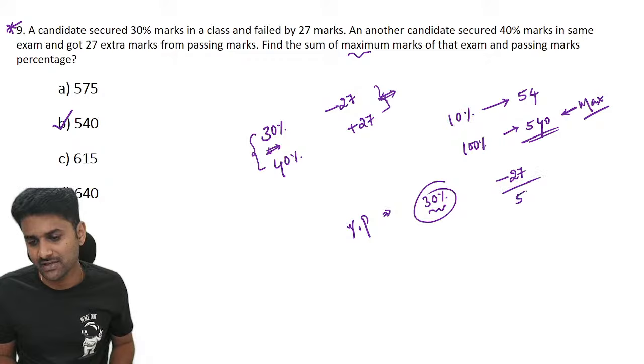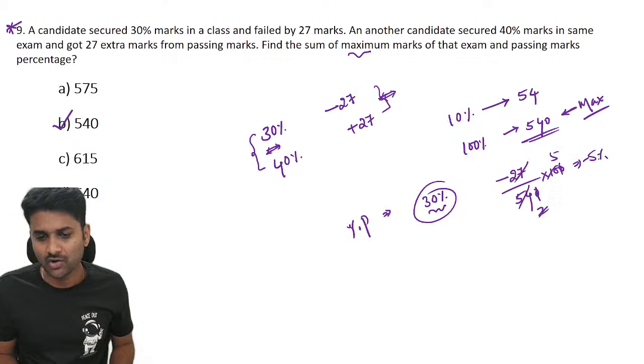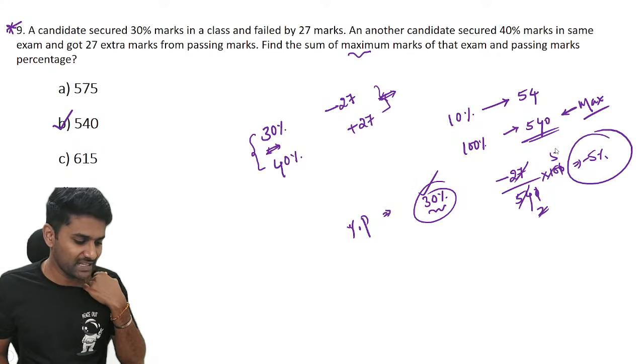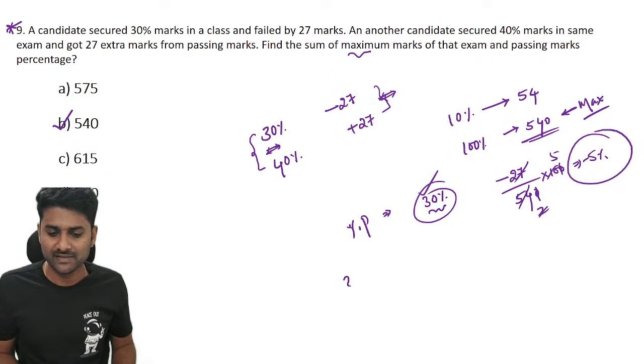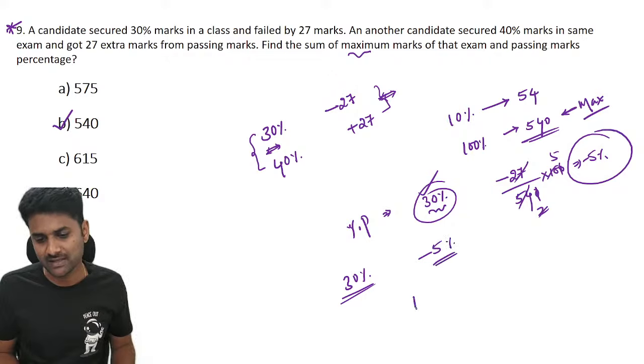Now 27 is what percentage of 540? Let's find. 0, 0 cancel. So 27 2 times, 2 5 times. He already got 30 percentage, but he failed by 27 marks. 27 marks is equal to 5 percentage of score. So a person who got 30 percentage failed by 5 percentage. Then what is the pass percentage here? 35.